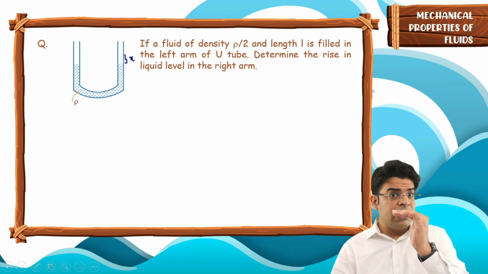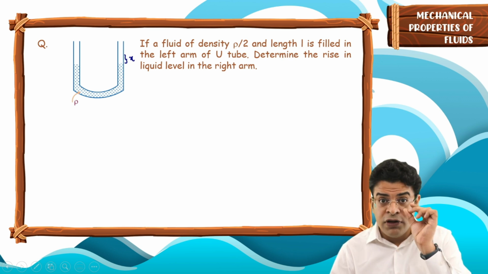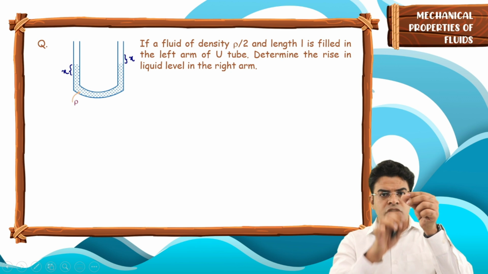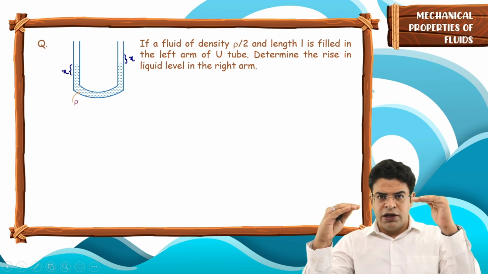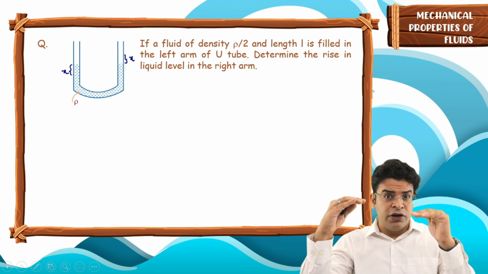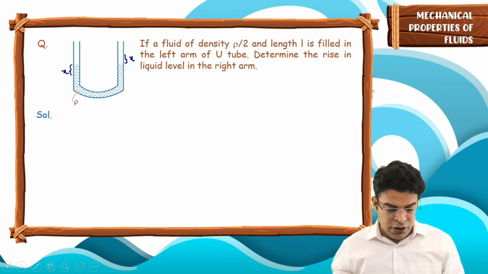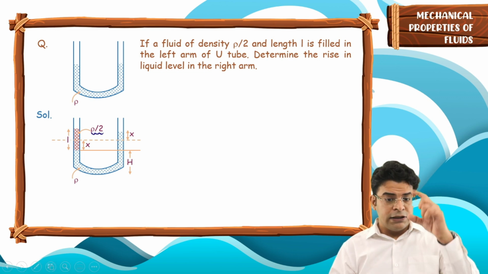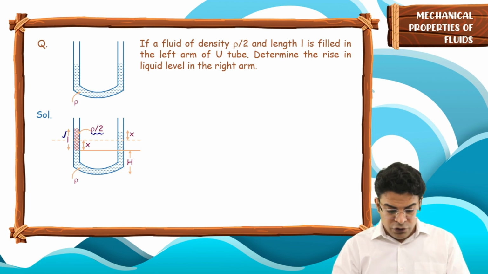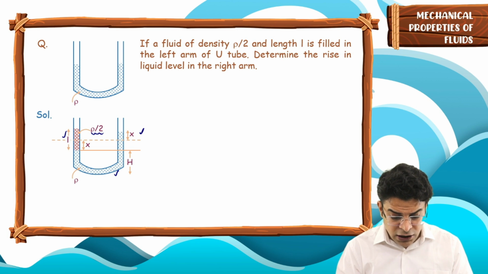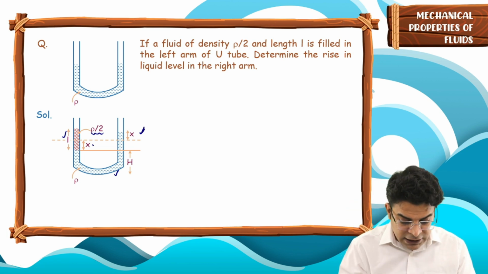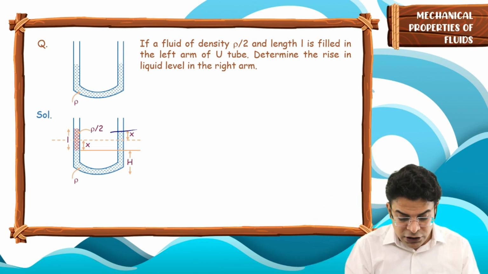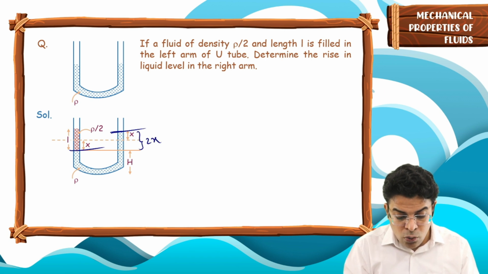If the fluid in the right arm rises by the height x, then this fluid of density rho will fall in the left arm by the same distance x, given that the cross-sectional area remains the same. Now, if you visualize the final condition, this fluid of density rho by 2 has a length L, and if this fluid of density rho rose a height x in the right arm, it will fall the same distance x in the left arm. So the difference in the height of the fluid of density rho in the two arms will be 2x.